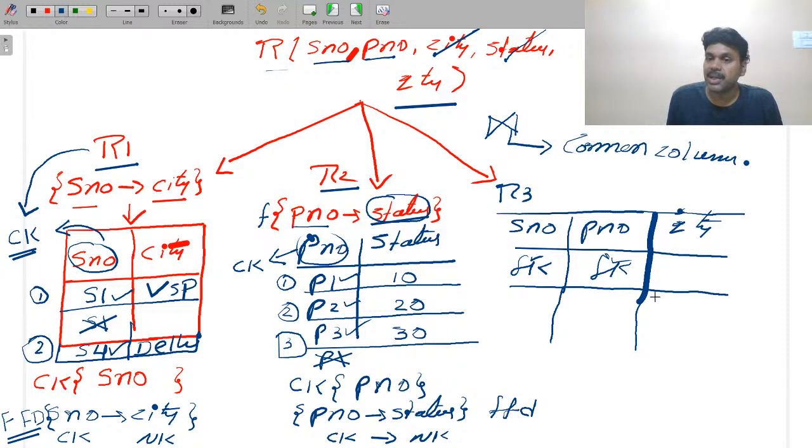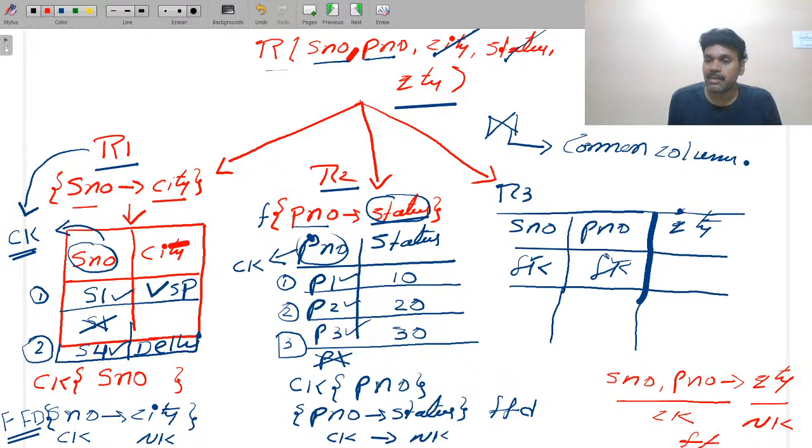Now what is the dependency here? The dependency I am going to write is: S number and P number, as it is a composite key, implies quantity. Therefore, quantity is a non-key and this is the candidate key. This is which dependency, friends? Fully functional dependency. Okay. Now, this is also a fully functional dependency. This is also fully functional dependency. And this is also fully functional dependency. You don't find the redundancy. Therefore, this is how you could convert your partial functional dependency into fully functional dependency.